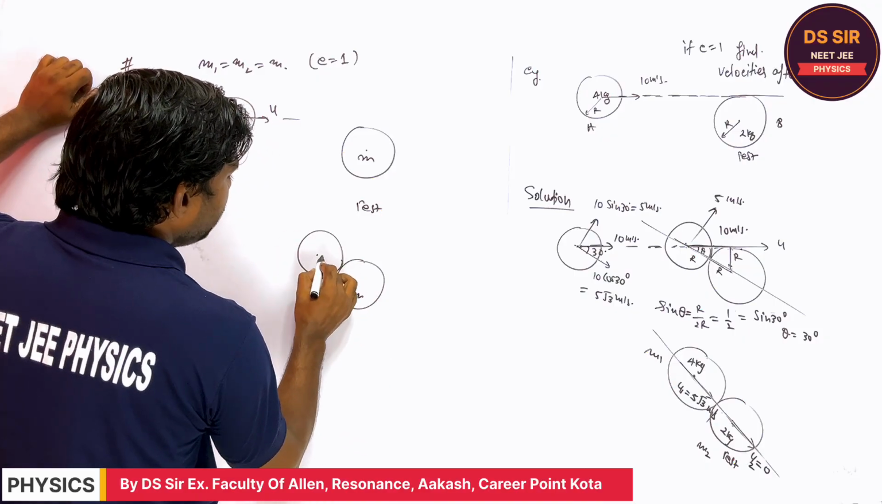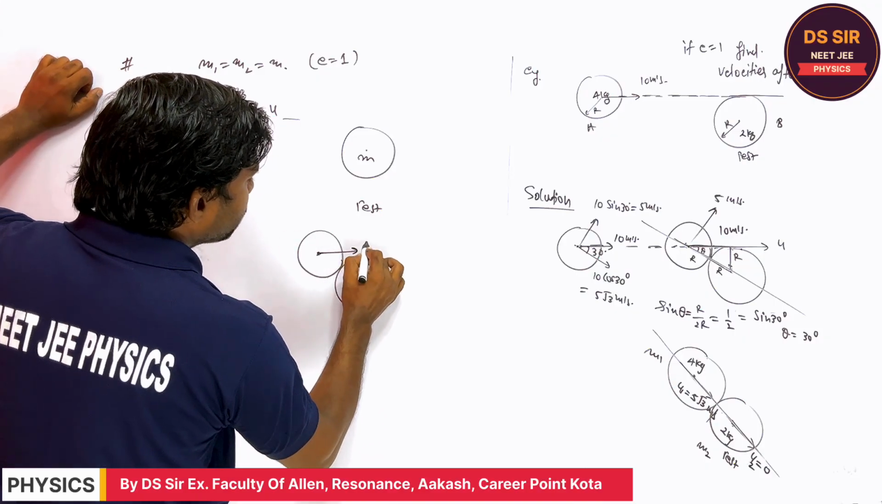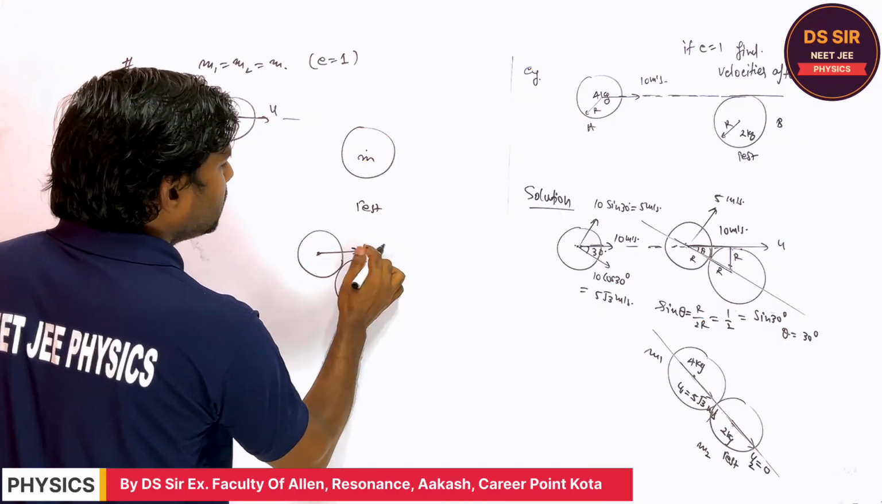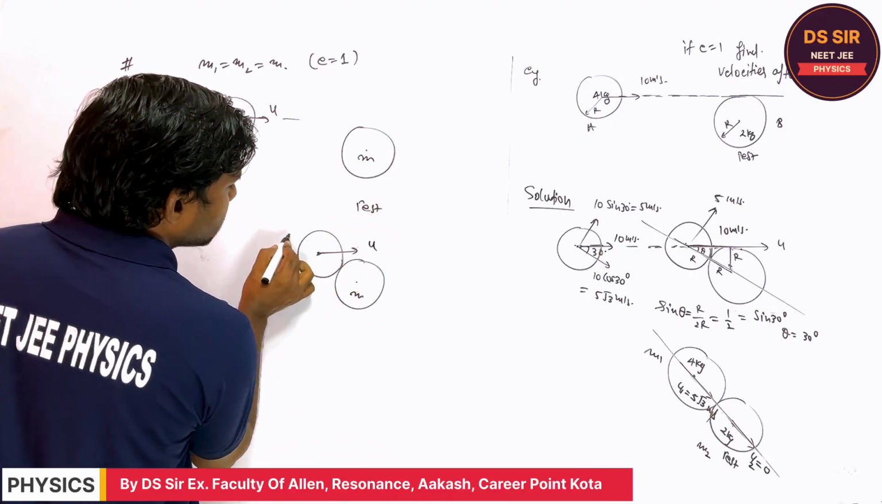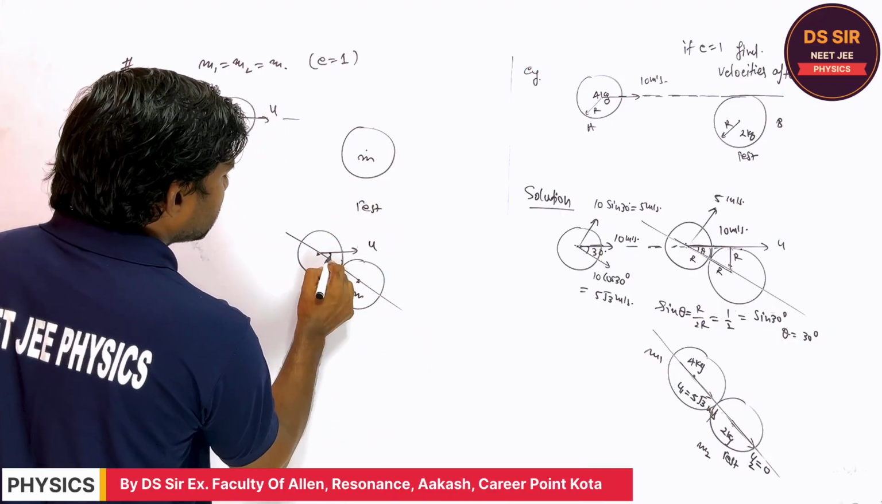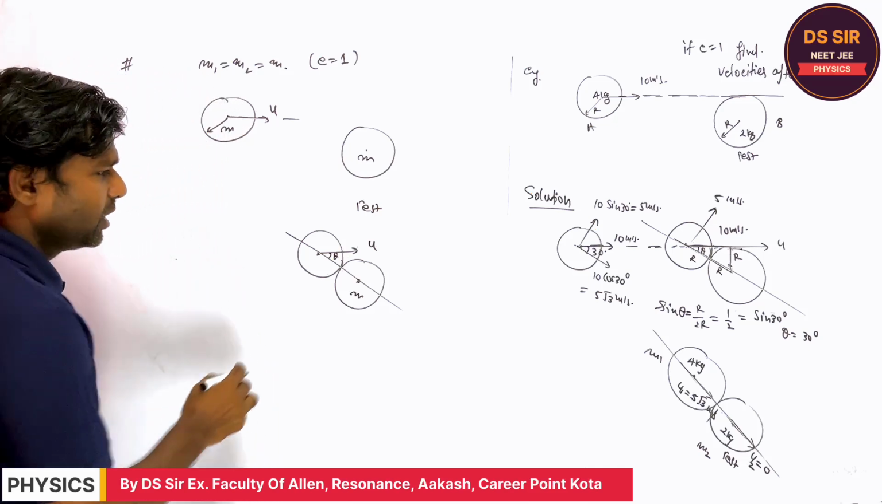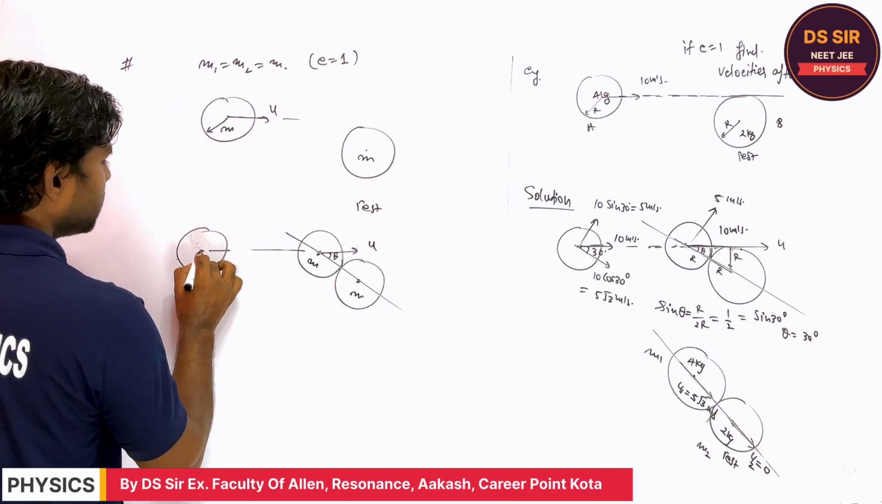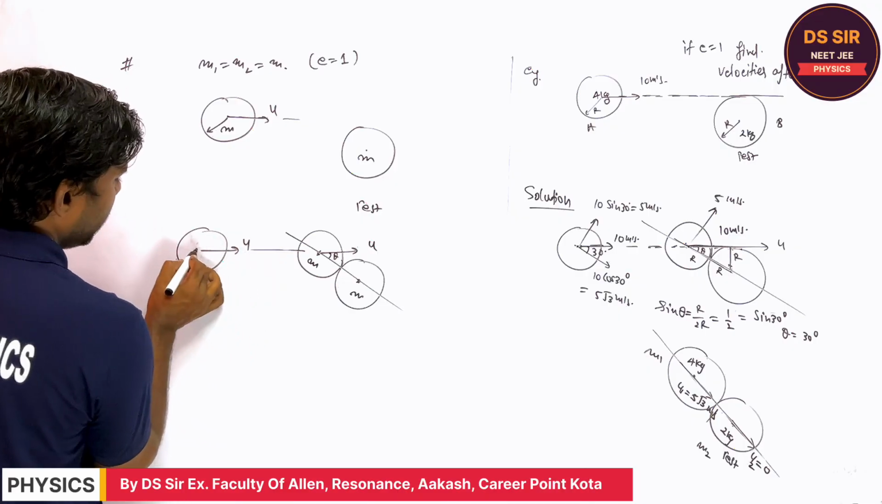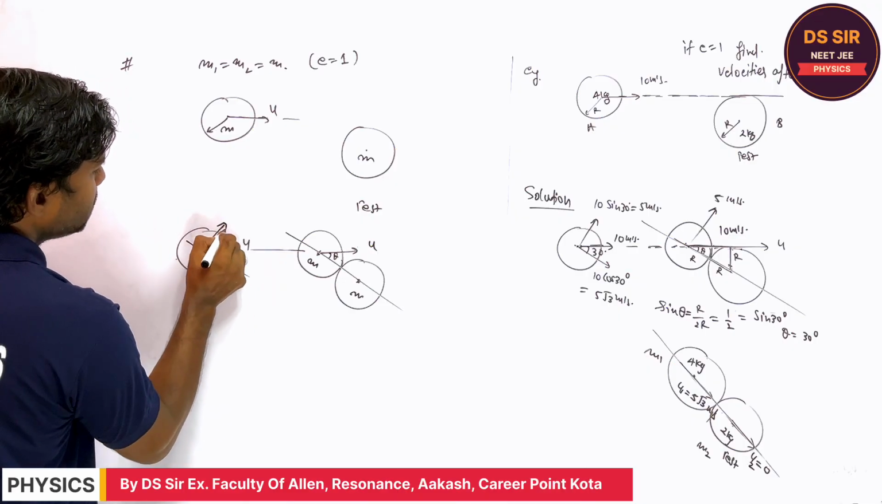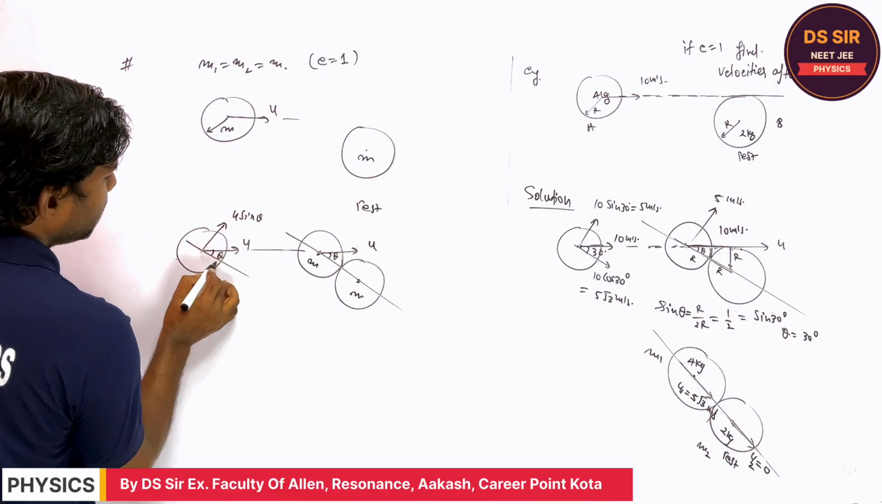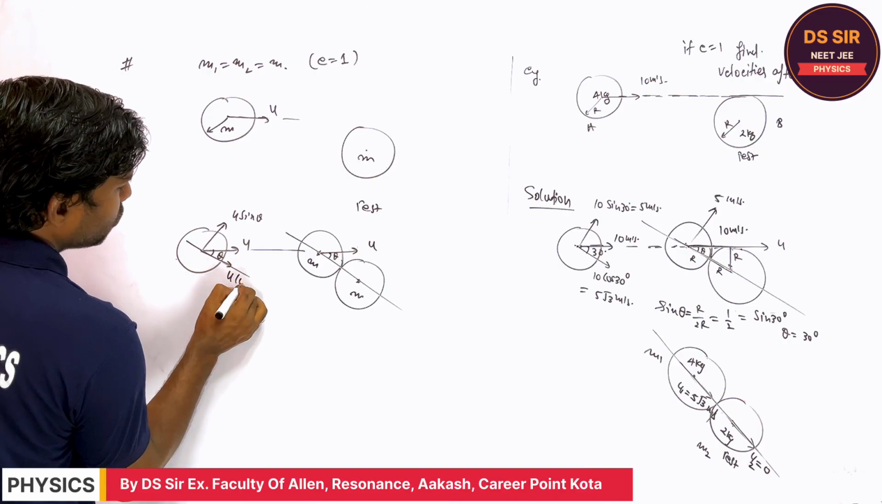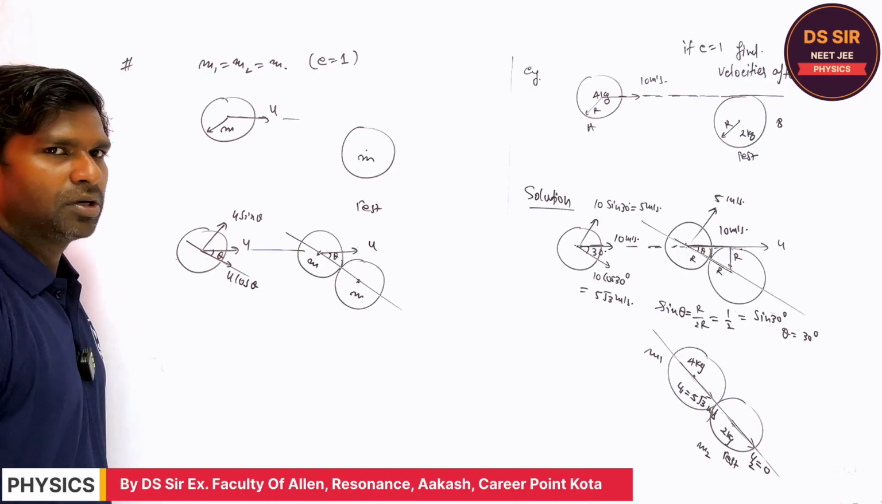The mass m will be moving just before the collision with the speed u. Suppose this is the angle theta. The mass is m. So before the collision it is u, and this angle is theta. So what is this component? u sine theta. And what is this component? Say u cos theta. Are you getting it or not?